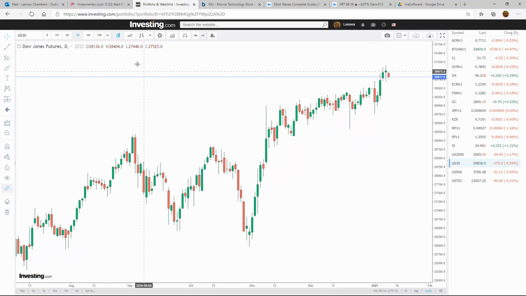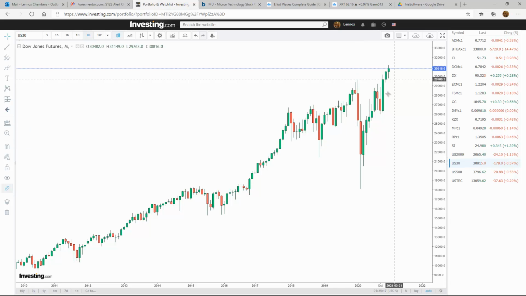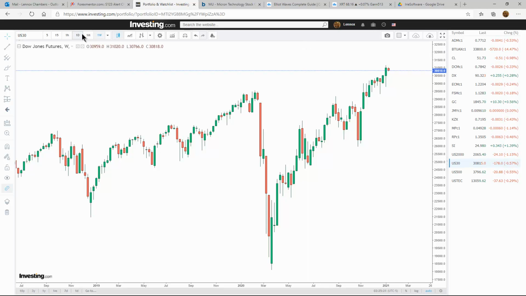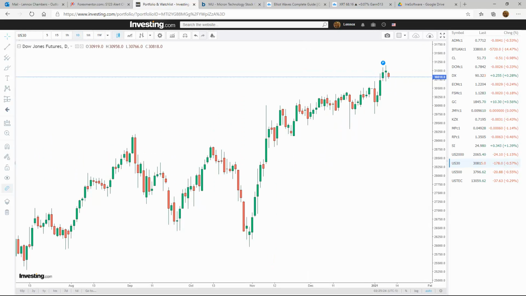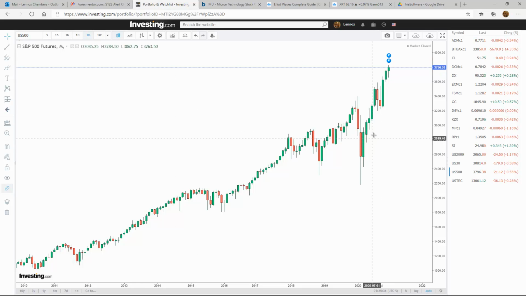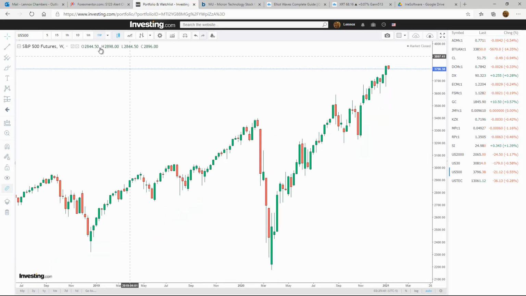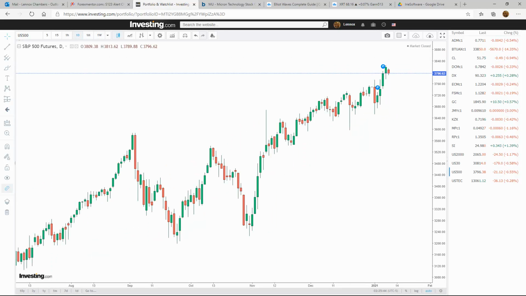The US 30, similar type of move, very strong to the upside. Not seeing much resistance up here. So continued strength. Of course, in the short term, we could see a little bit of a pullback, but continued strength in the Dow. Let's take a look at the US S&P 500, same story, very strong to the upside on the weekly, still very strong on the daily. Again, we could see some slight pullback here in the beginning of the week, but continued movements to the upside is forthcoming.